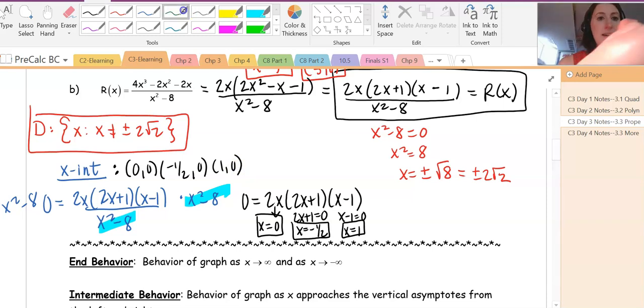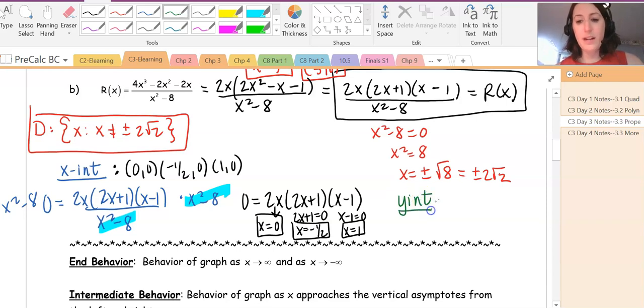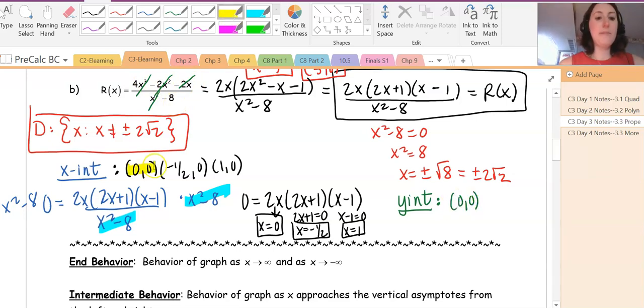And I have not left myself really any room for a y-intercept. Hopefully you organize this better than I have. My y-intercept, I recommend going from the original non-factored, because you can just plug a 0 in for x, cancel, cancel, cancel, cancel. This is a 0 over negative 8, which is a 0. Okay, however, you probably already knew that because 0, 0 was one of our x-intercepts.